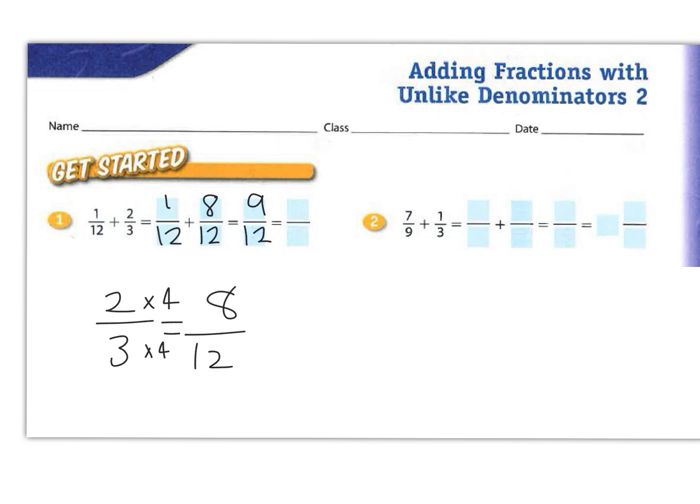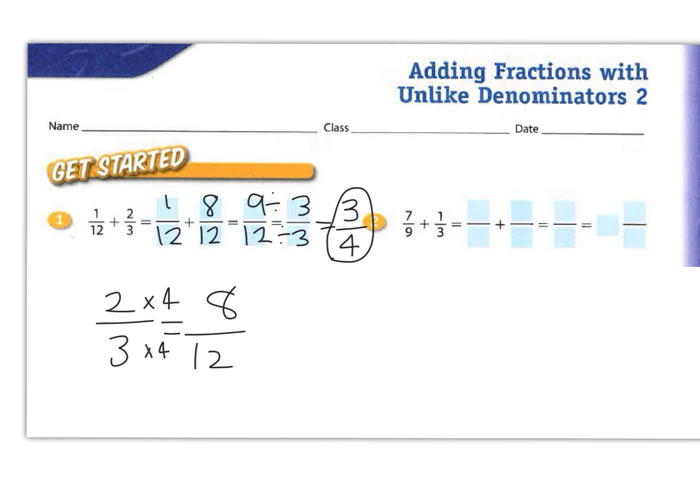But then we can simplify. 3 goes into both 9 and 12, so 9 divided by 3 is 3. 12 divided by 3 is 4. So 3/4 is your final answer.